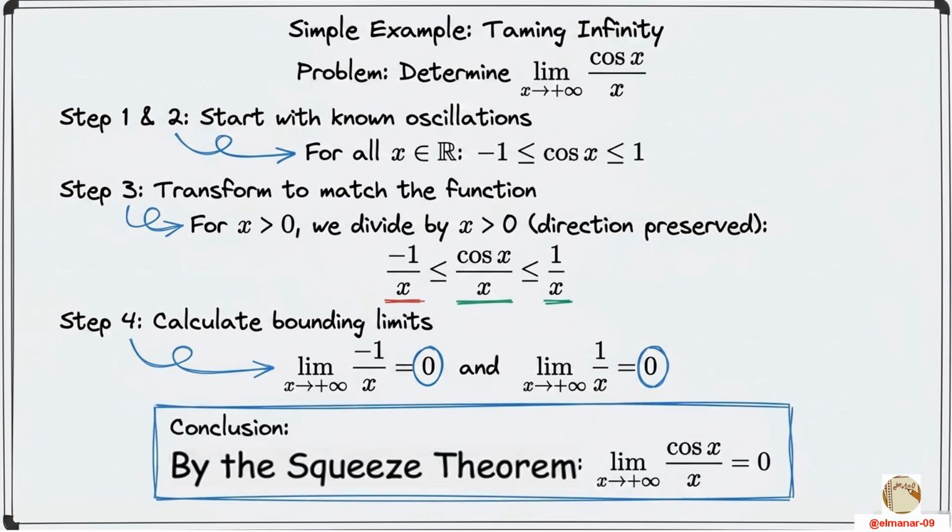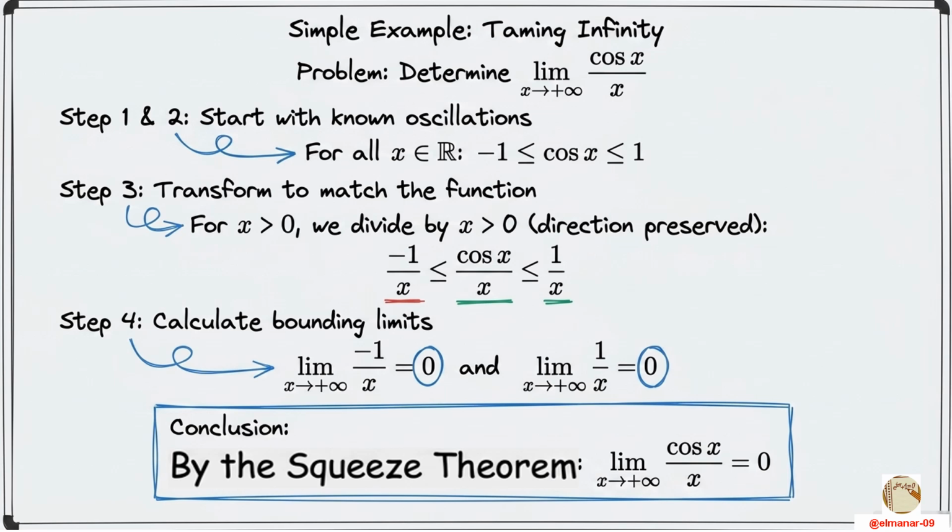Both the lower bound and the upper bound are converging to the exact same value, 0. Conclusion: the squeeze. Because our function is trapped right in the middle of these two bounds, and both bounds are heading towards 0, our function has absolutely nowhere else to go. It gets squeezed into being 0 as well.